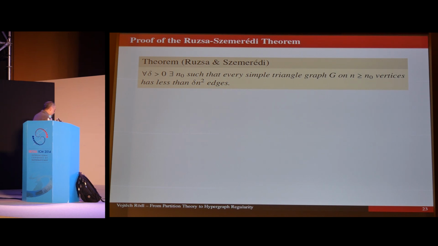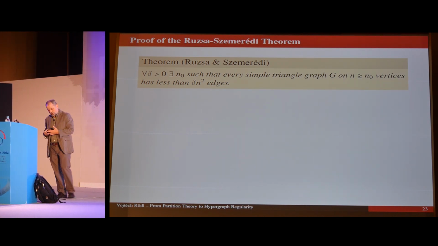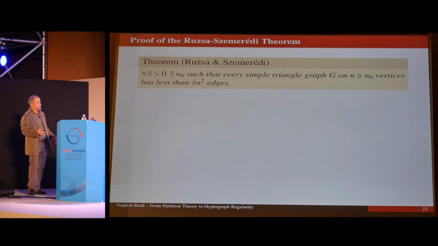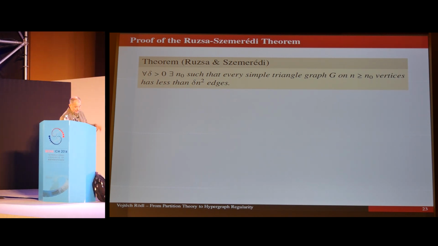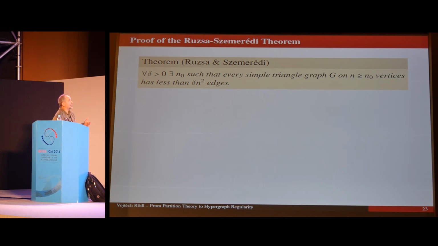Okay, now I promised I will show how this regularity method works. The proof will not be too complicated, it will be simple, so I will just state it. The Ruzsa-Szemerédi theorem says that for every delta there exists n0 such that every sufficiently large graph which is a simple triangle graph doesn't have too many edges. So simple triangle graphs which are large don't have many edges. That's it.